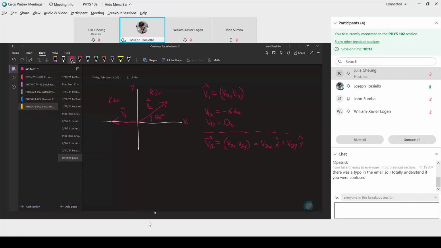Y hat, where these are just the unit vectors. I don't even know if you guys learned unit vectors yet. It's just like the unit direction. This would be 1, 0, and then the y hat with that thing up here would be 0, 1. But either way, it doesn't matter. It's all the same sort of notation in a way.